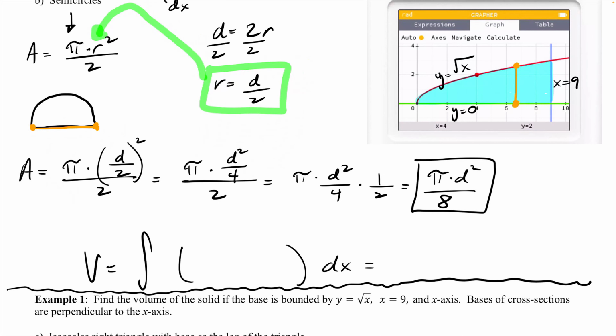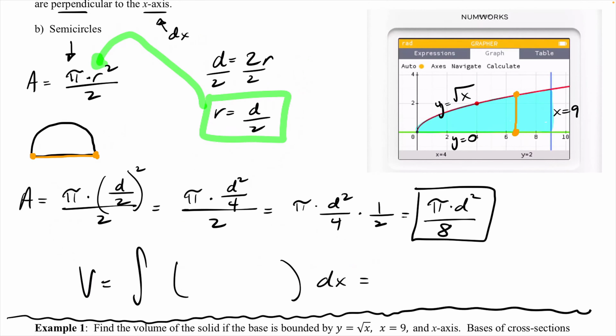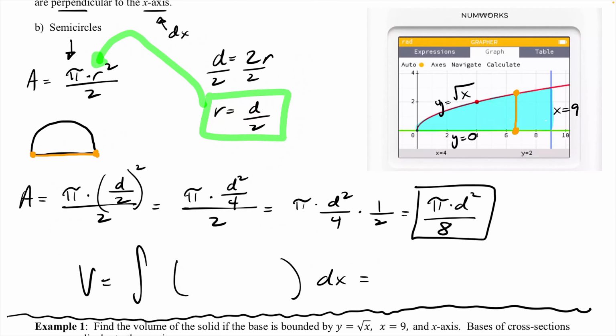That's where this can get a little tricky. Pi times the square root of x. Okay, so now let's put it in. Pi times 8 on the bottom, and this guy's squared, right? What is this guy going to be? How do we find the length of the diameter? Just like we found the length of the square, right?